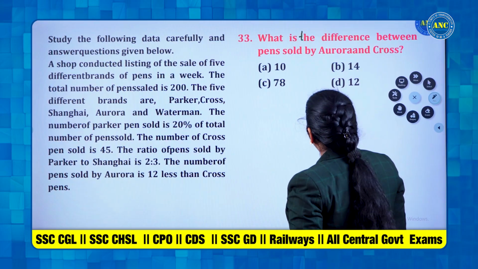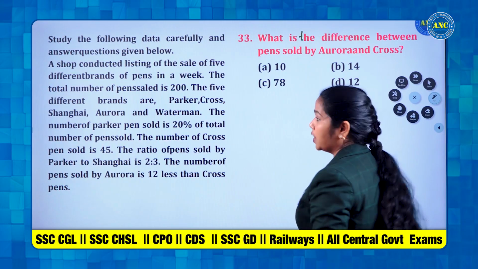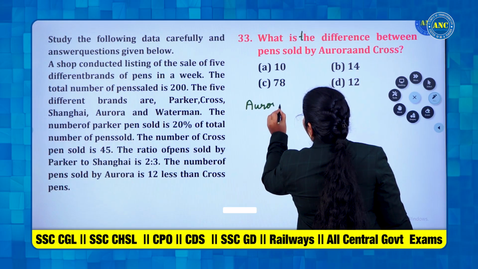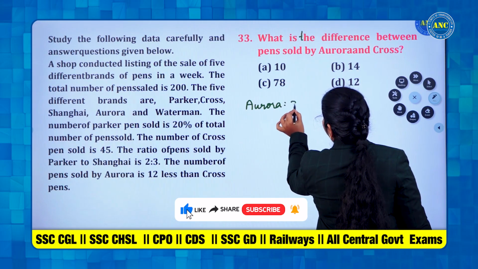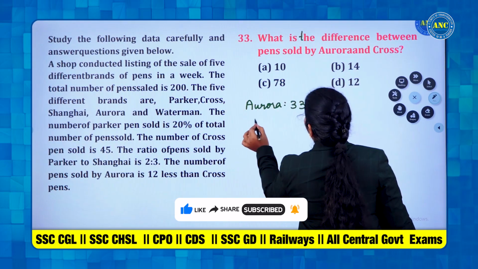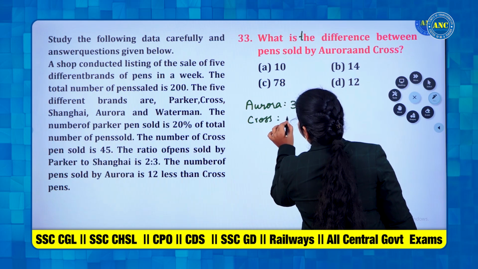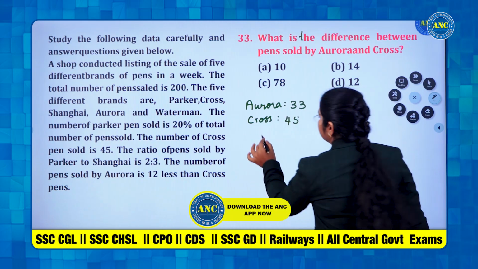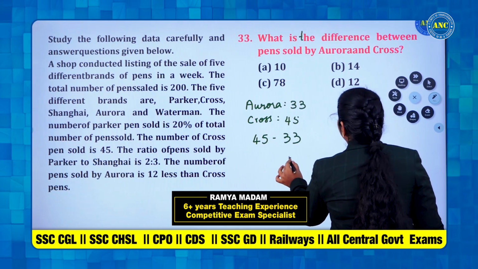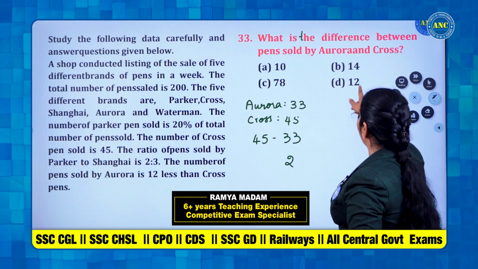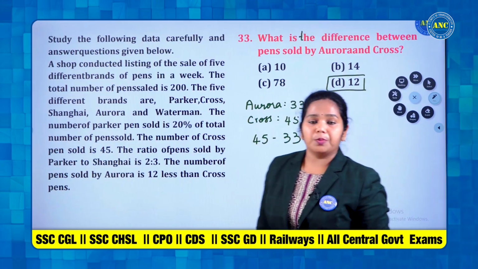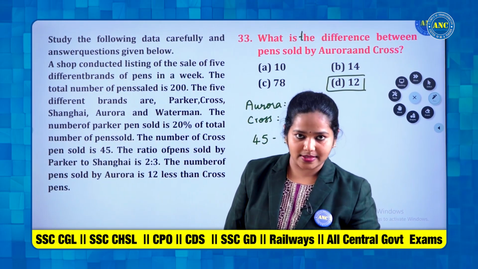What is the difference between pens sold by Aurora and Cross? So, pens sold by Aurora, how much did we get? 33. Yes, right? Pens sold by Aurora is 33. Cross how much? It's 45. We need the difference. So, 45 minus 33. So, 5 minus 3 is 2. Check the options where we have 2 at the end. Option D, 12 is the correct answer.